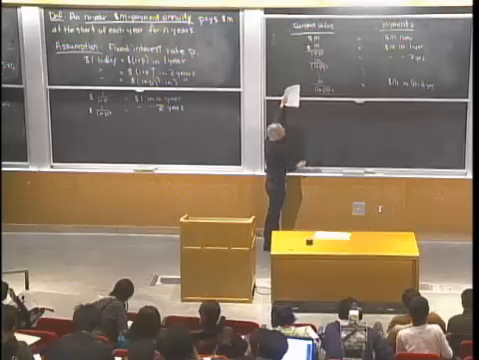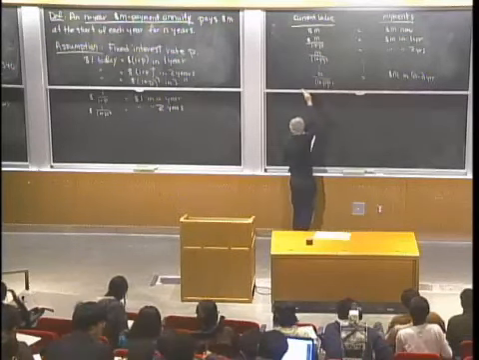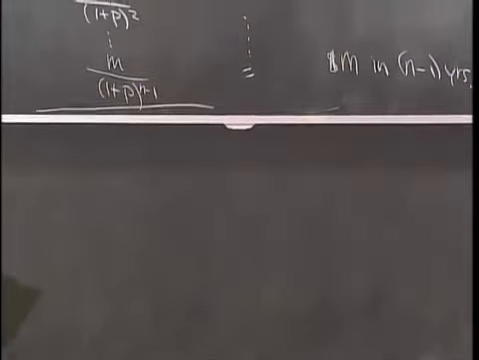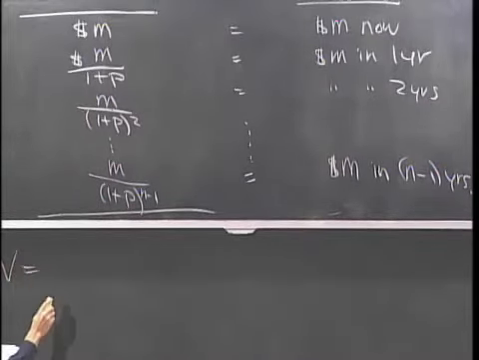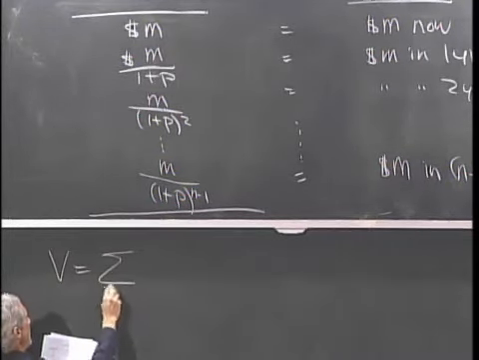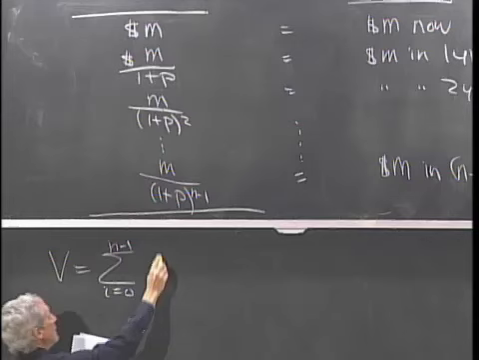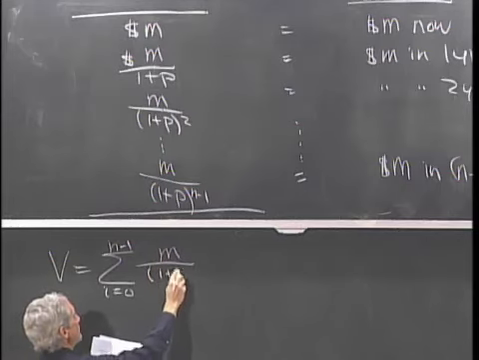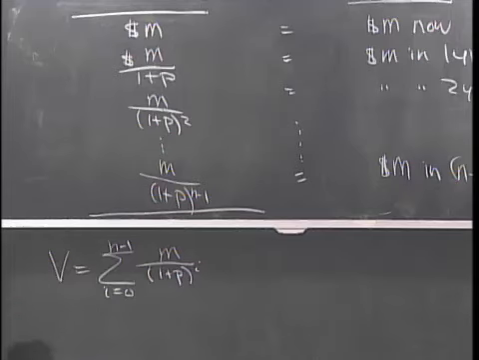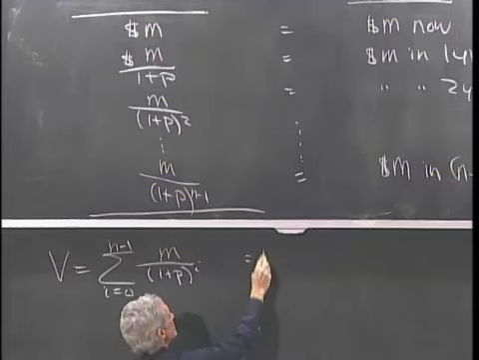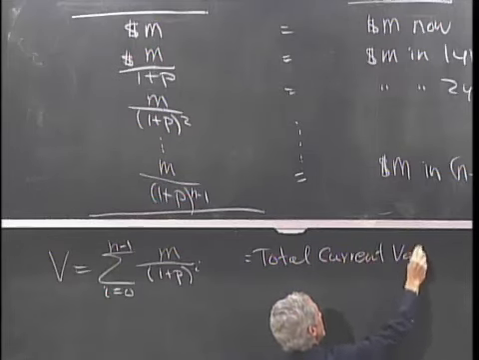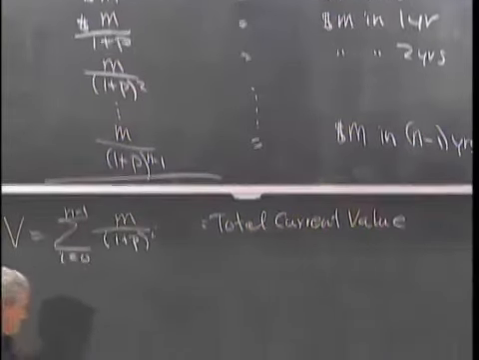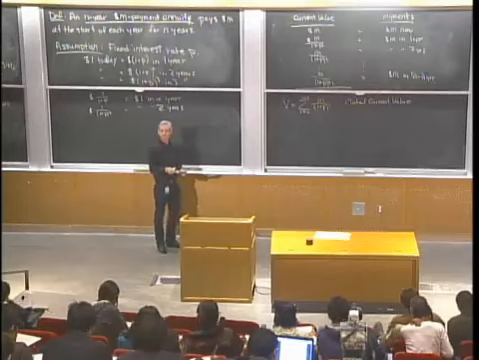All right, so we can compute the current value of all those payments. Then the value of the annuity is computed just by adding up all the current values. So the total current value is the sum, I equals 0 to N minus 1, of M over 1 plus P to the I. And that is the total current value. That's what you should pay today for the annuity. Any questions? What we did here?